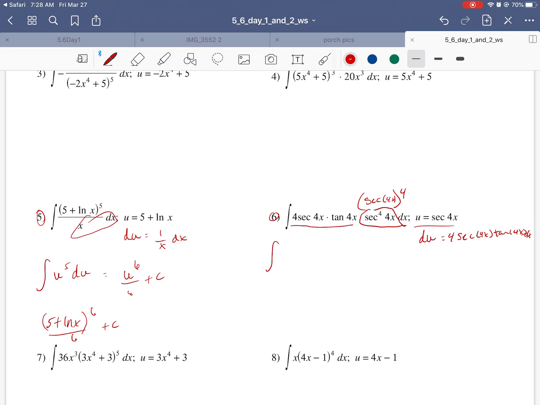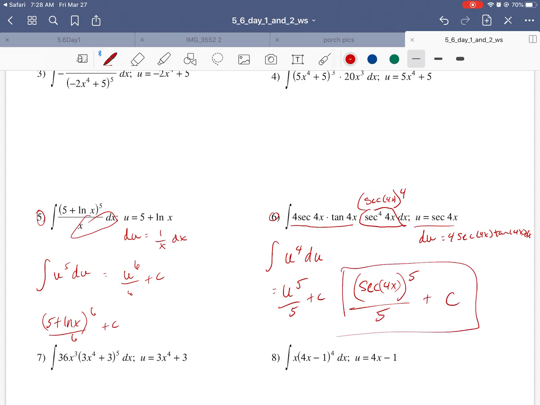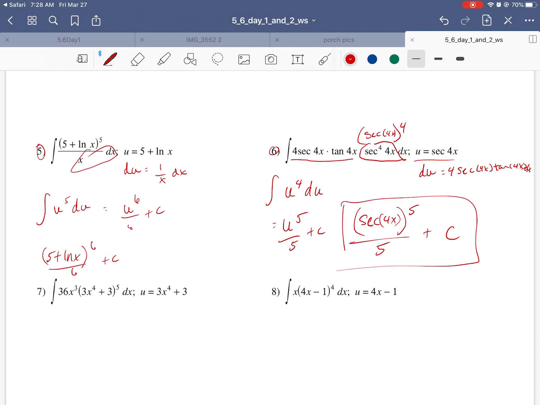So again, those are the additional things I have in my integral. So now my integral becomes u to the 4th du. u to the 5th over 5 plus c, and secant of 4x all to the 5th power divided by 5 plus c.